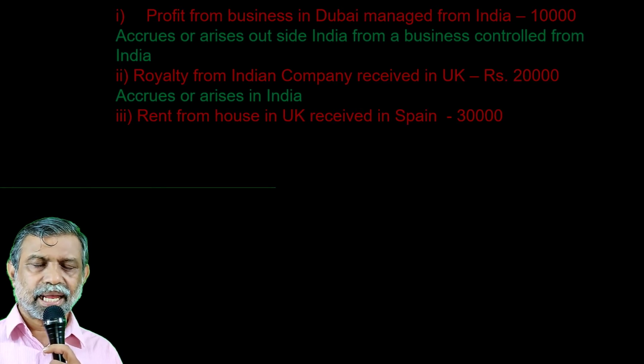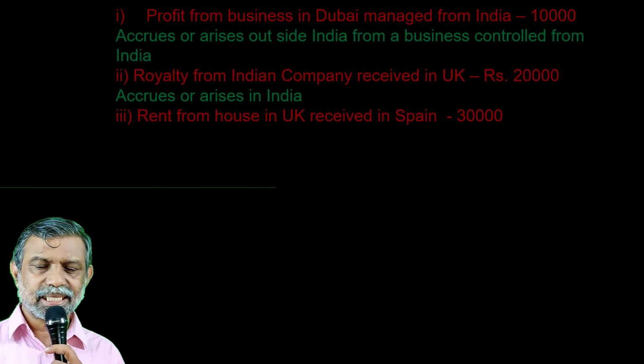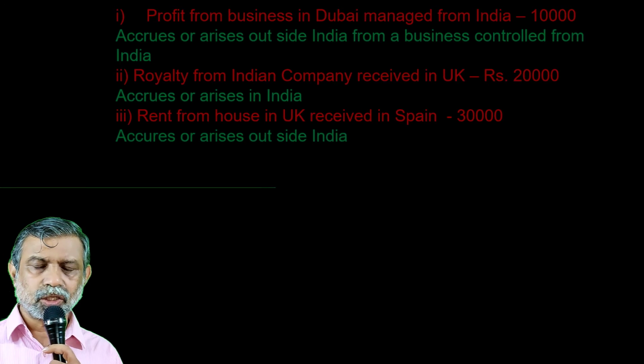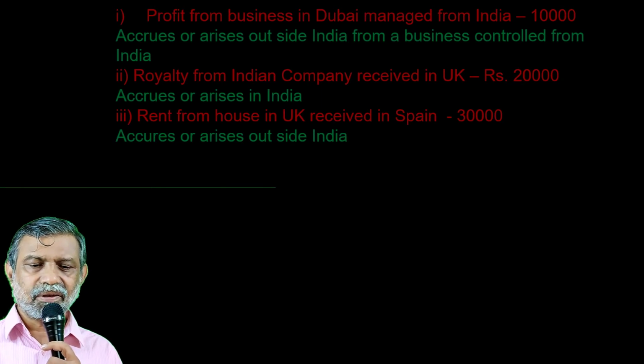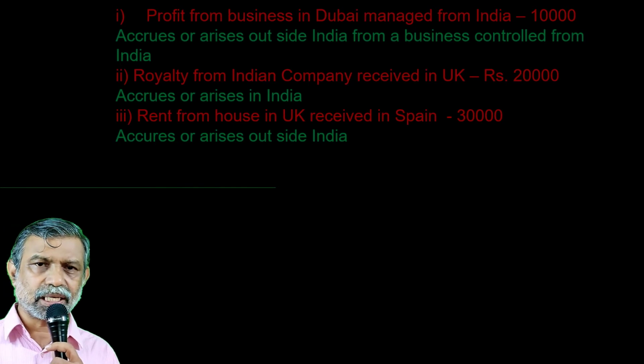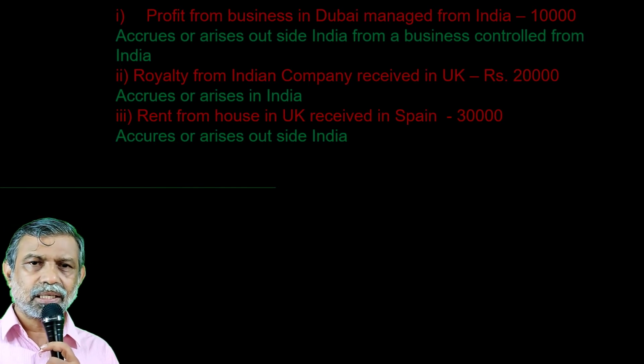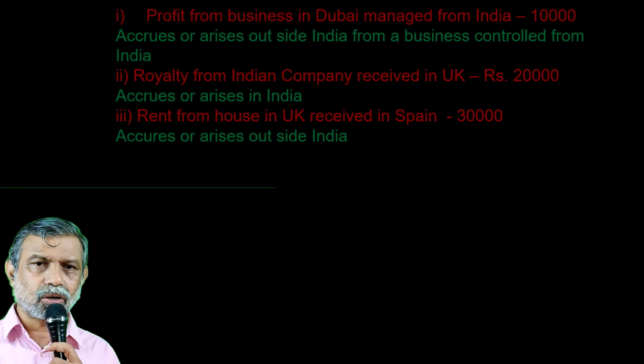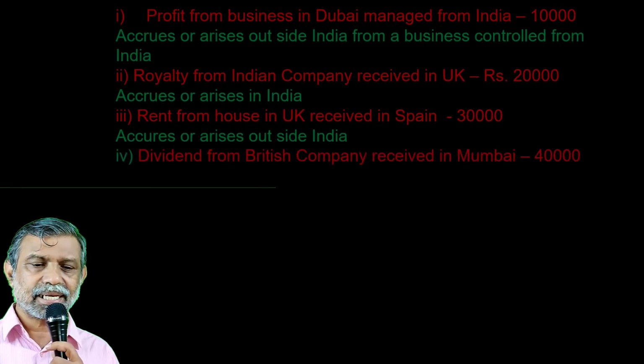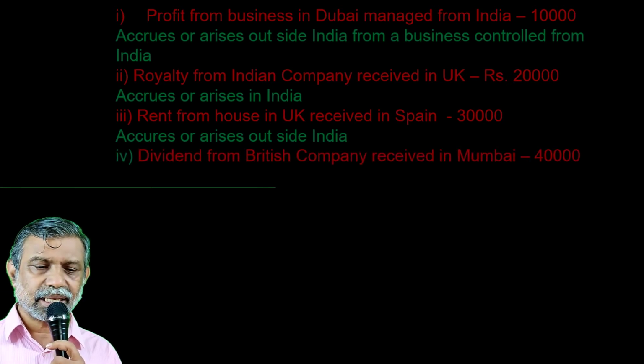Next one, rent from house in UK received in Spain, 30,000. Rent from house in UK received in Spain. Accrues or arises outside India again. If income accrues or arises outside India, that is not taxable in the hands of a non-resident. It is not taxable even in the hands of a resident but not ordinarily resident. Income accruing outside India is taxable only in the hands of a resident and ordinary resident.